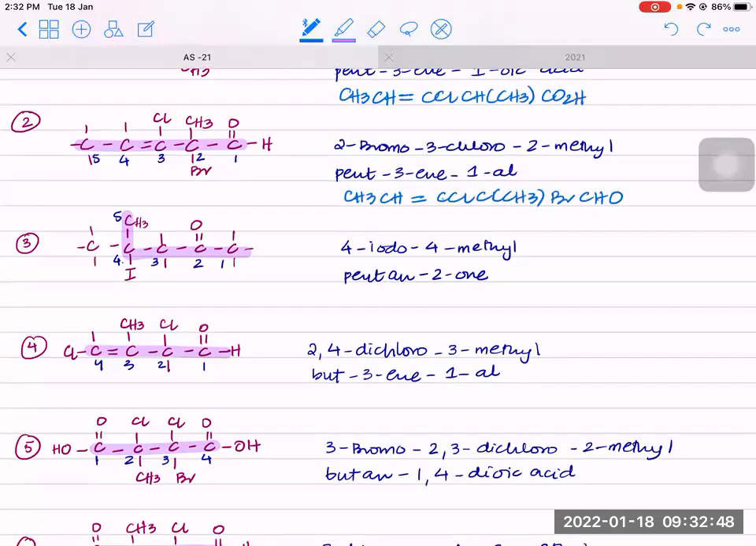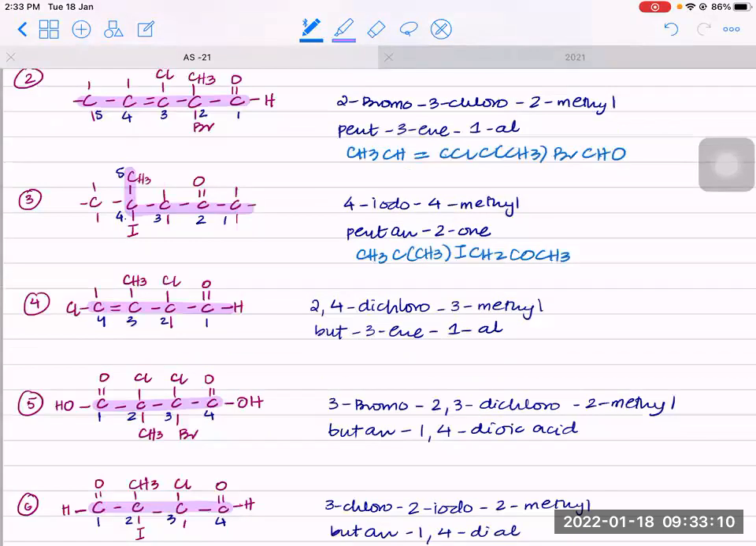Then here, number 3. So you have a CH3, which is this. Then you have C with a CH3 and an I, right? So you can write C bracket CH3 and an I. You can write I first, CH3 later, up to you. And then you have CH2, then you have CO, then you have CH3.